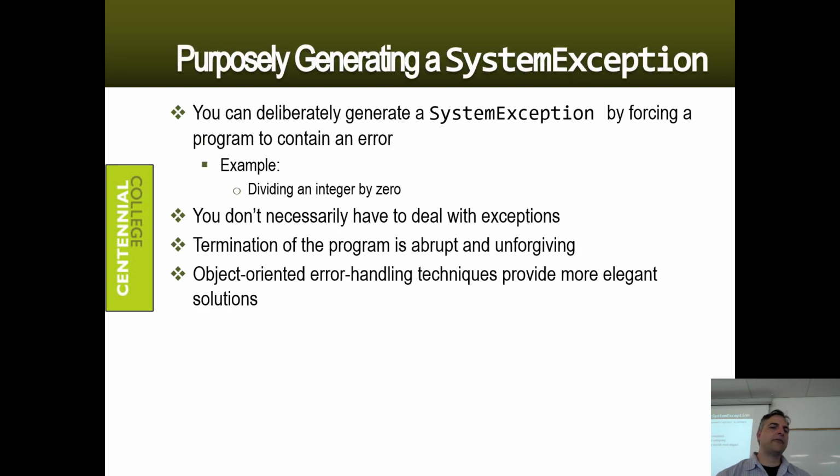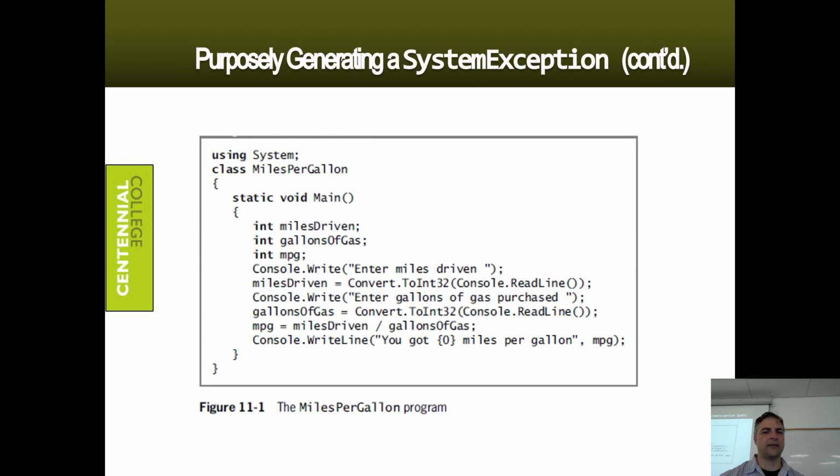So again, we have this idea of a system exception when we divide by 0. Here's a divide by 0 exception, right? Now we're just talking about different kinds of exceptions and how to handle them. So here's the first kind. We have an exception of some code. We have miles driven and gallons of gas. And we also have miles per gallon, which is a rate.